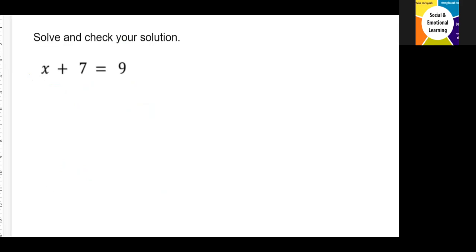In order to isolate the x, to keep x on its own, I need to get rid of this positive 7. Well, here's the thing about equations. What you do to one side of the equation, if you do it to the other side, that maintains the equation. It maintains the balance. So in order to remove the plus 7, watch what I'm going to do. From both sides, I'm going to subtract 7.